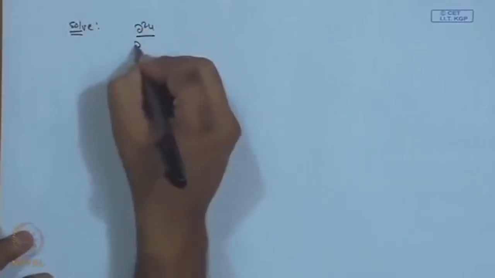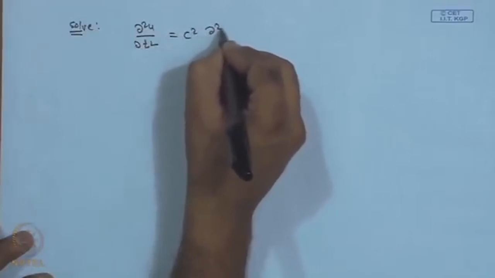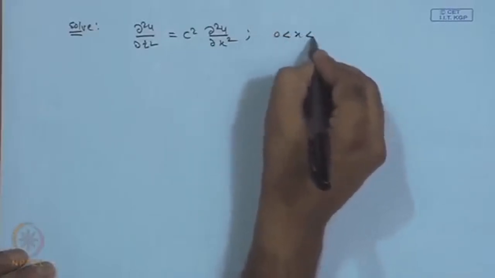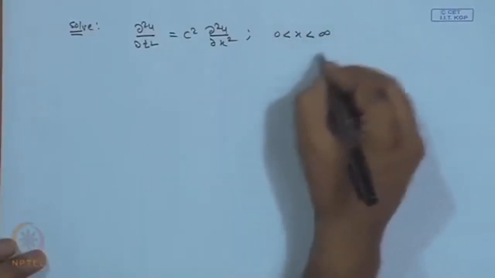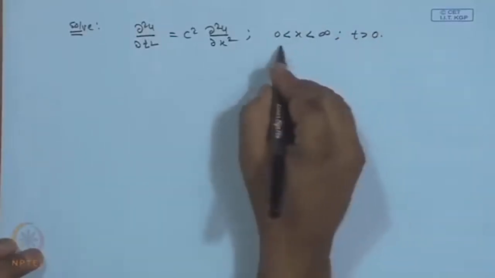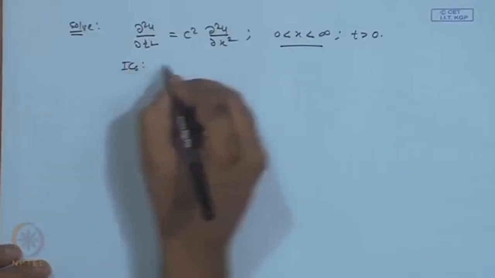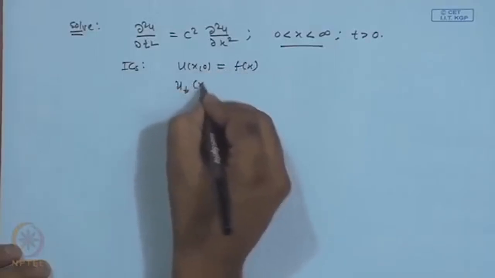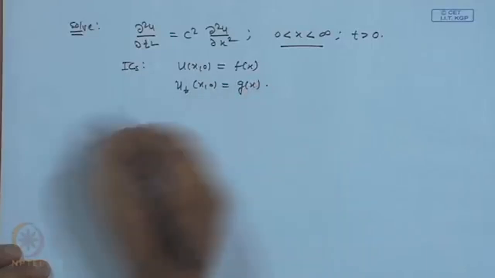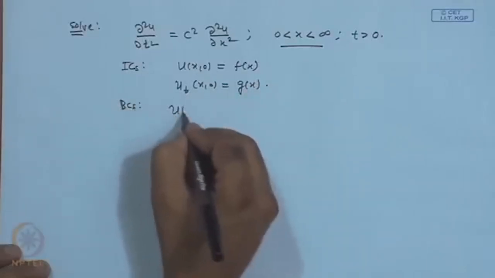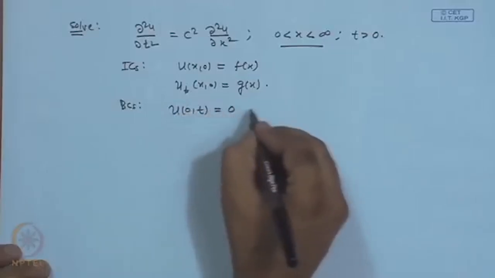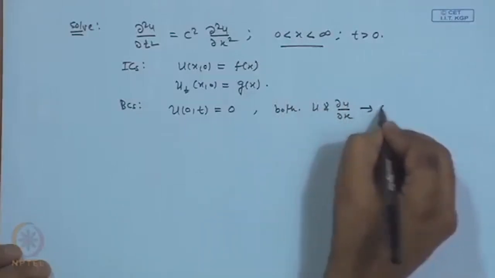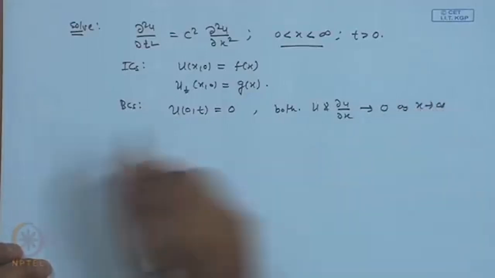So, we have del 2 u over del t square equals c square del 2 u over del x square, and this is given for t positive. So, in the half range we have this problem. Initial conditions are u(x,0) is f(x) and u_t(x,0) is g(x), and boundary conditions are u(0,t), so u is given at 0, and both u and del u over del x go to 0 as x goes to infinity.